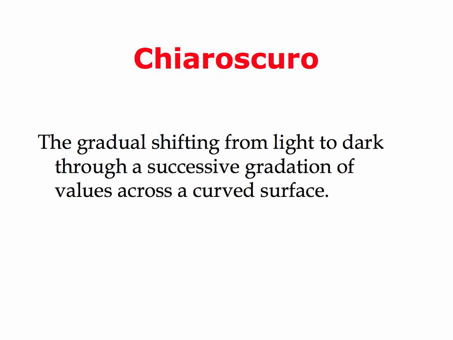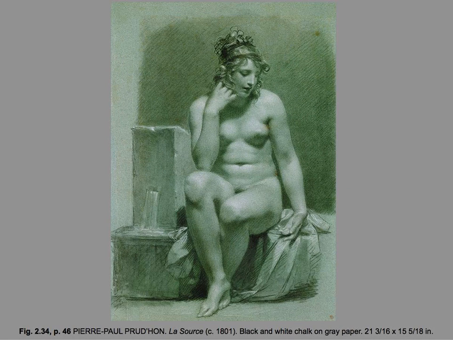So there's this term, chiaroscuro, which is Italian for the shifting from light to dark through successive gradation of values across a curved surface. This is another way to refer to modeling that we talked about earlier. As an example, this black and white chalk drawing on gray paper looks almost real, very voluminous. And it's because of how the shading of values was done very gradually through an even gradient to give the illusion of curved surfaces in the figure.